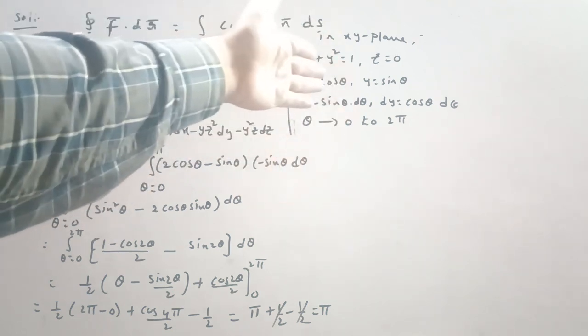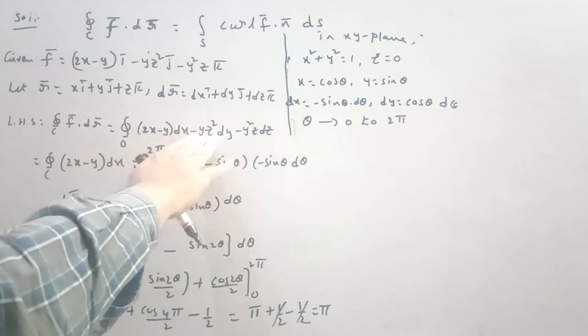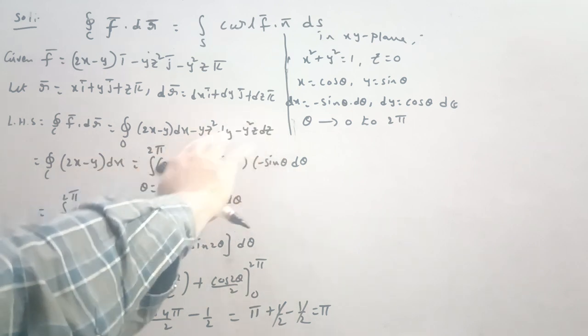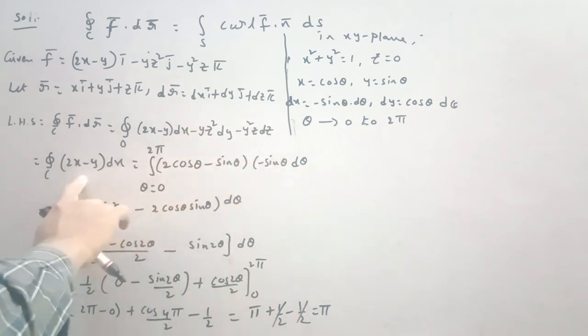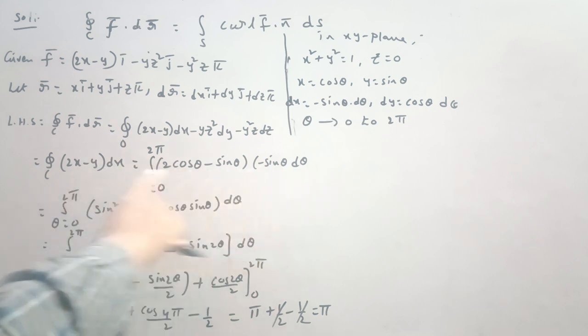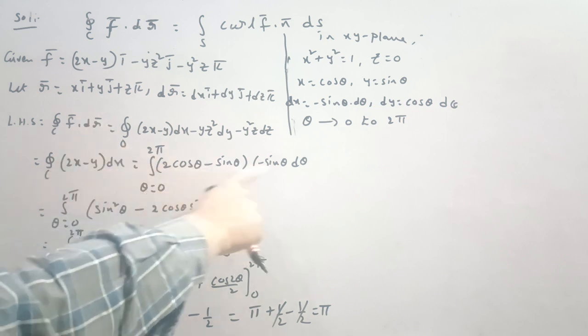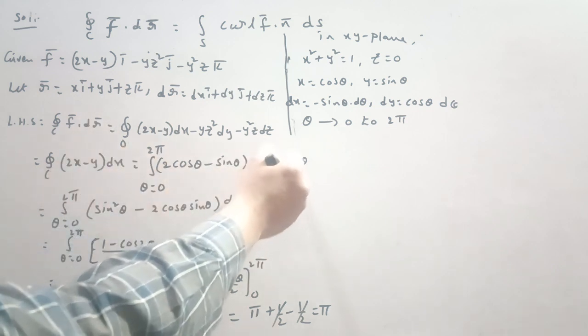To solve this, let x is equal to cos theta, y is equal to sin theta. Find the values of dx and dy. Then on the left hand side, f bar dot dr bar. Since z is 0, dz is 0, so these two parts become 0. Then substitute the x value, y value and dx value, so the full problem is converted in terms of theta, because in a line integral we have to change to only one variable. So sin theta, cos theta, the full problem is converted in terms of theta.